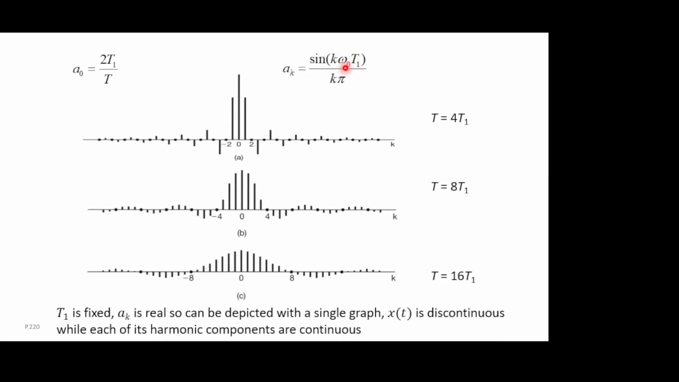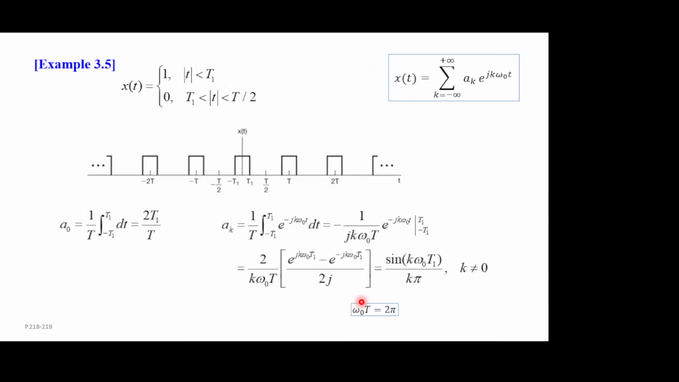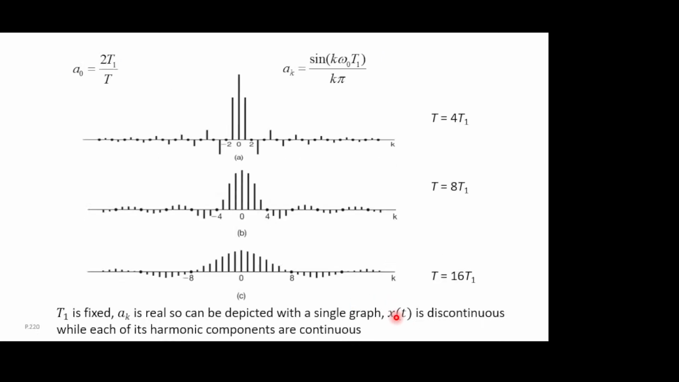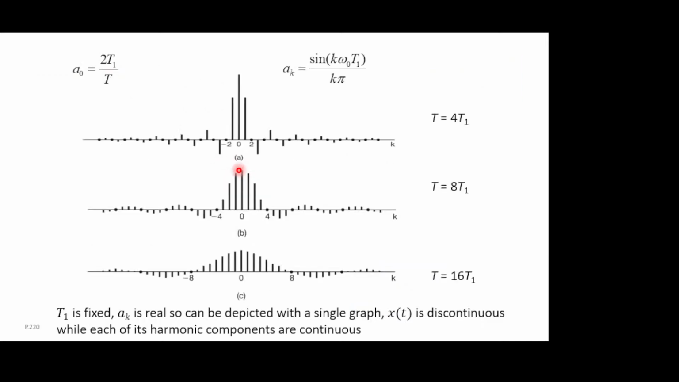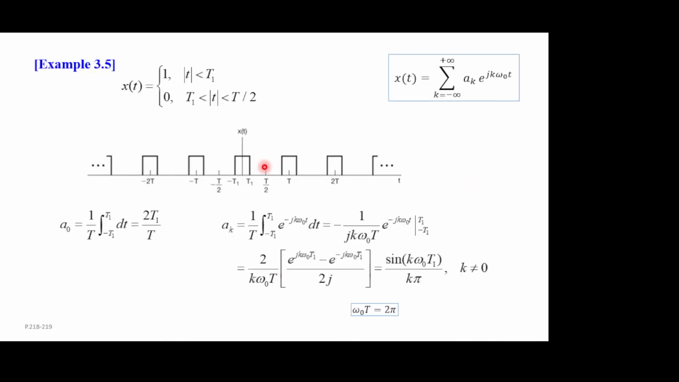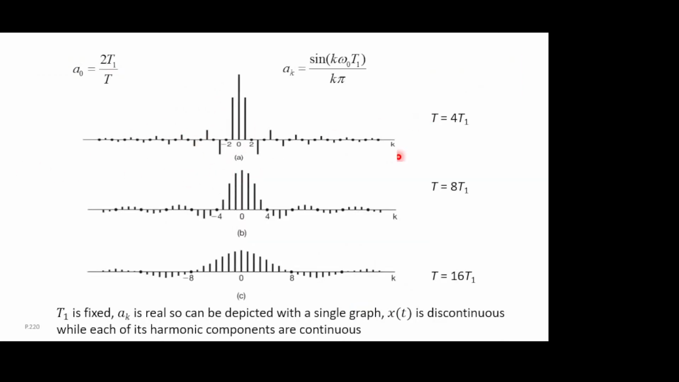the relationship between T1 and omega naught. Another way to say this, because omega naught is 2 pi over big T, is that it depends on the relationship between T1 and big T. And here we are plotting this with different T1. So you see that we are getting smaller and smaller T1. If this square is getting thinner and thinner, this distribution of a_k actually gets spread out. This is some general phenomenon we will see later.